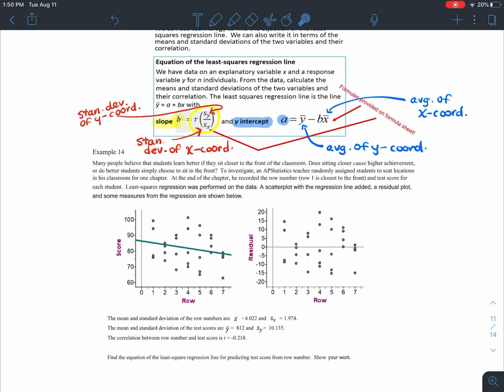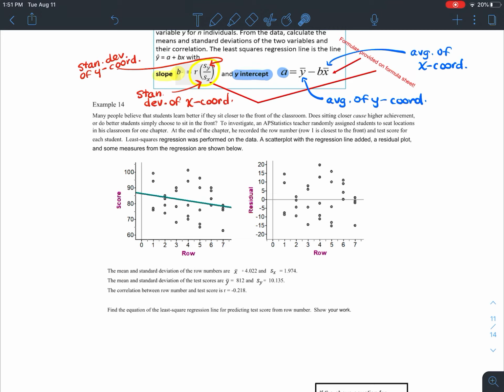So you can see down here, I think here is our scatter plot. There were apparently 7 rows in the classroom, 1 being the front, 7 being the back. That is our explanatory variable, and the y variable, the response variable, is the student's score, okay? It says the least squares regression line was performed on the data: a scatter plot with the regression line added, that's what we have here on the left, and a residual plot is over here on the right, and then there are some measures from the regression shown underneath here, okay?